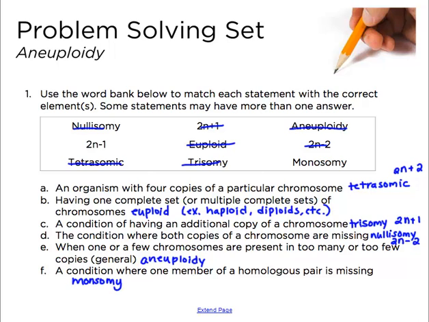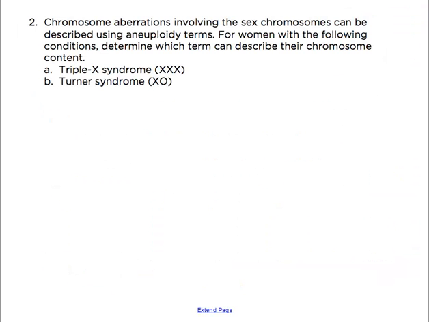And for a diploid organism, this would be written as 2n minus 1, because you normally have 2 chromosomes in a homologous pair, but when 1 is missing, you're missing obviously 1, so it would be 2n, the normal diploid number, minus 1. Problem 2. Chromosome aberrations involving the sex chromosomes can be described using aneuploidy terms. For women with the following conditions, determine which term can describe their chromosome content.